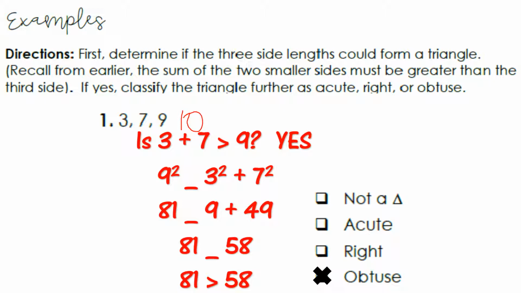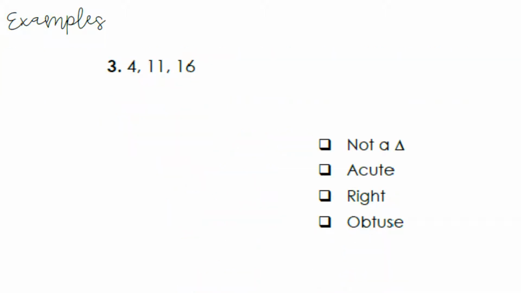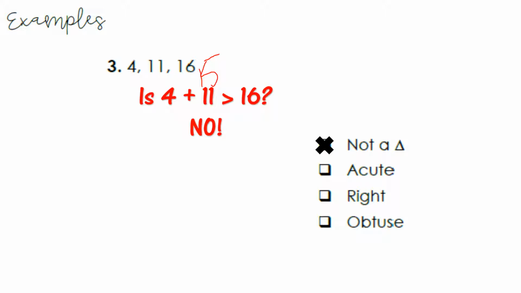Let's look at example 3. Example 3, I'm going to do the same thing. The first thing I'm going to do is check, is the sum of the two smaller sides bigger than the third? So is 4 plus 11 greater than 16? In this case, no, it's not, because 4 plus 11 is only 15. 15 is not greater than 16, so this is not a triangle. That's as far as I have to go.